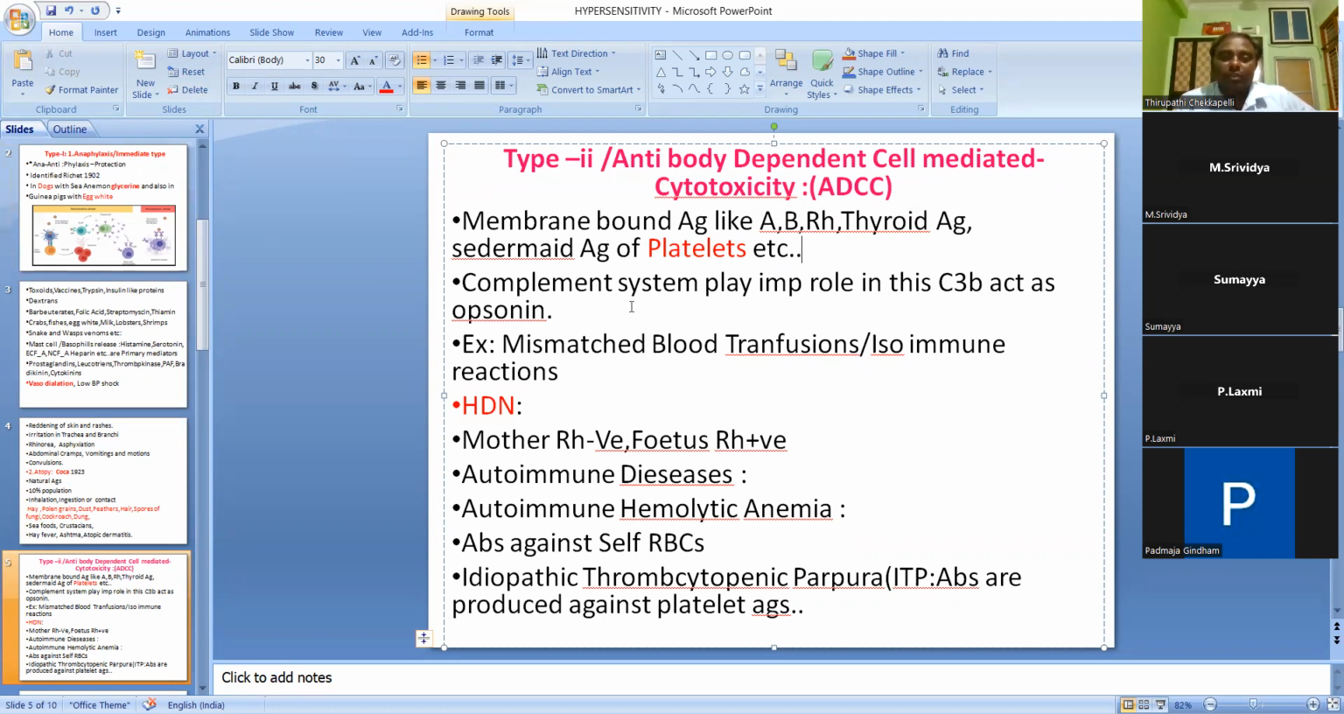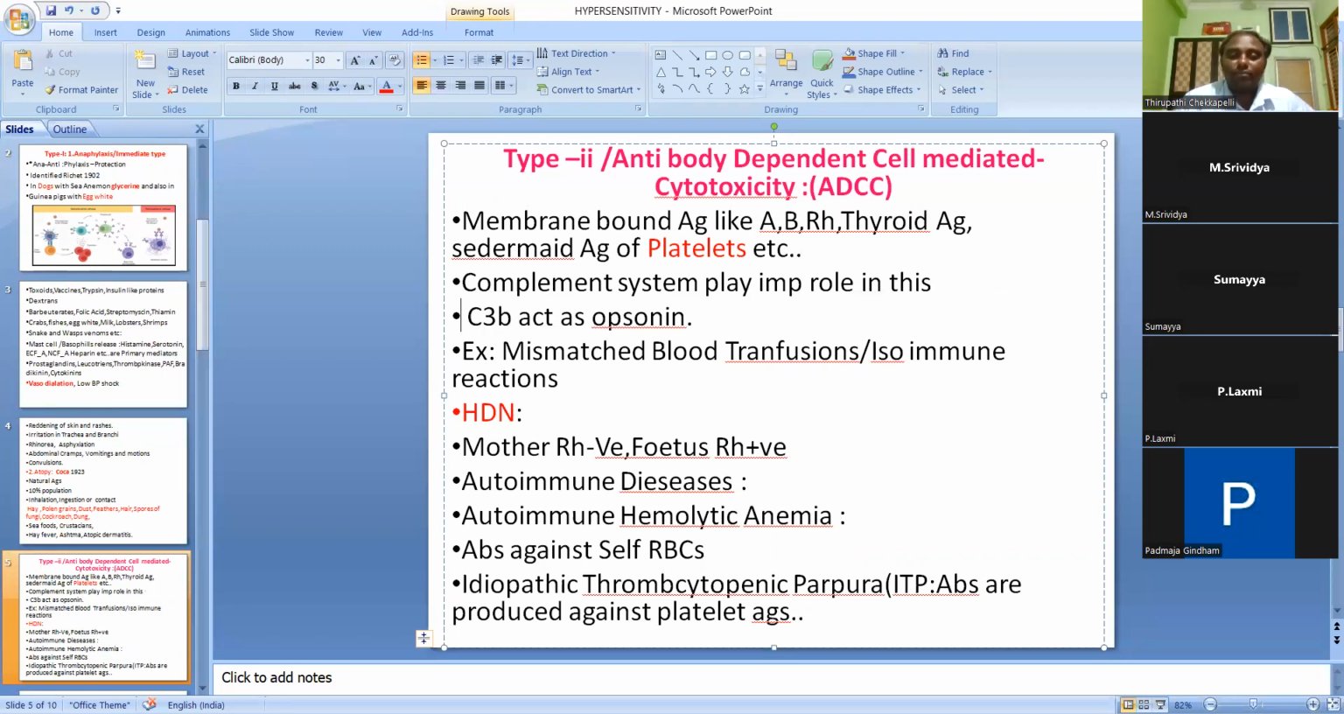Here the complement system plays an important role in this kind of antibody-mediated cell-mediated cytotoxicity. So C3b, a complement protein, acts as an opsonin.